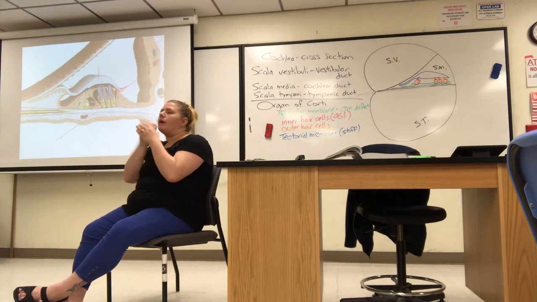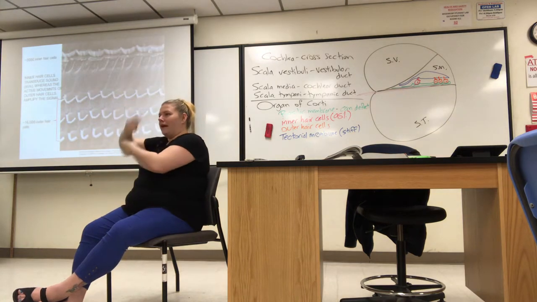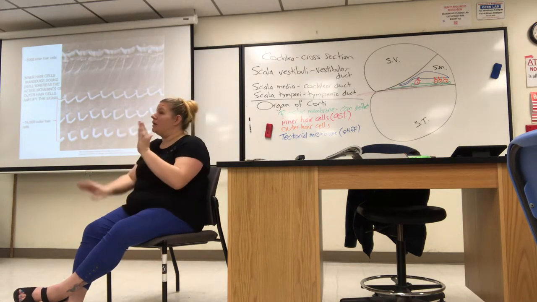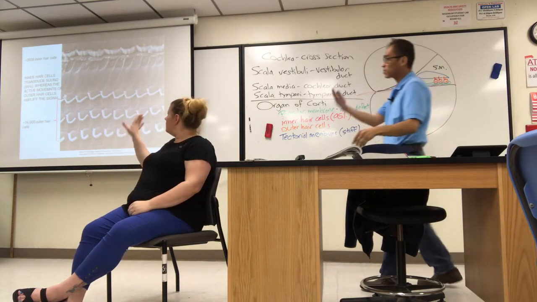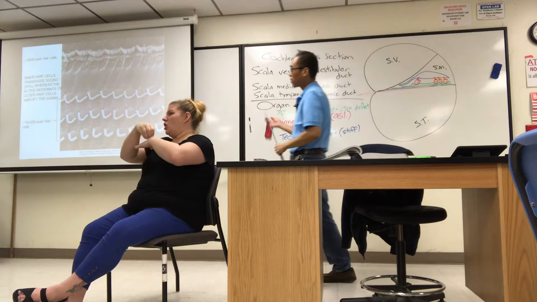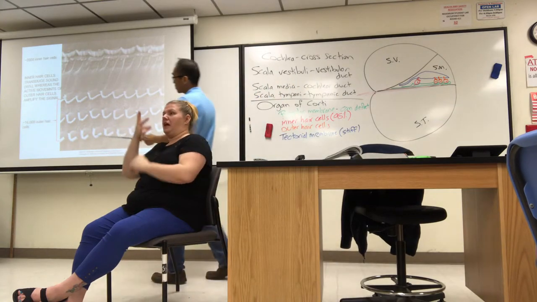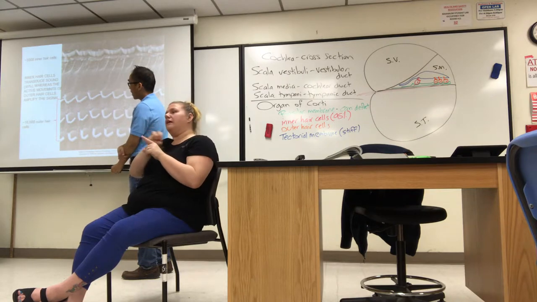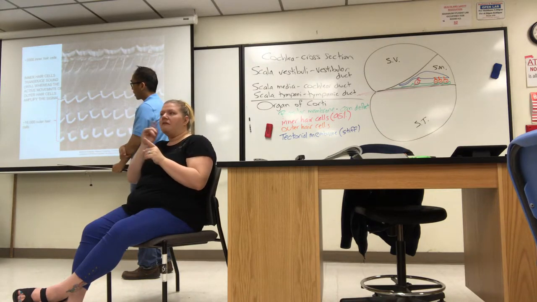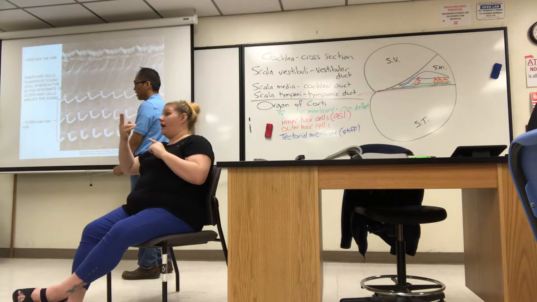Well, here's a real picture of inner, outer hair cells. See the numbers there? About 3,500 hair cells that are the inner hair cells, and about 16,000 outer hair cells. The inner hair cells transduce sound about 95%, whereas the active movements of outer hair cells amplify the signal.